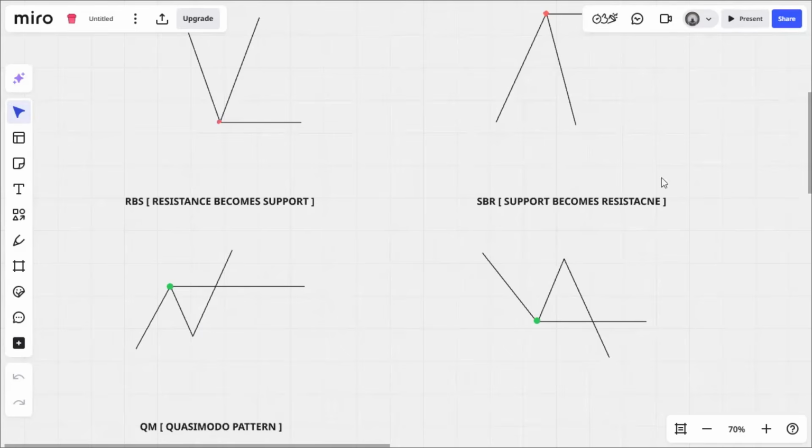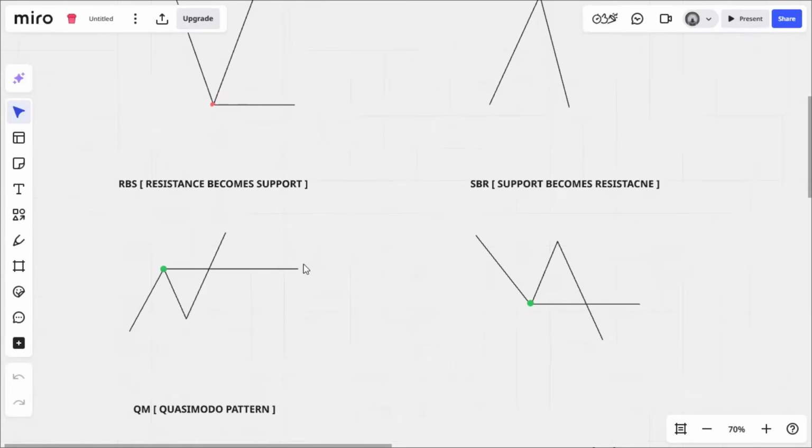So what is SBR? SBR is the same thing as RBS. We had a support right here, and the market gives a structure break to the downside with a candle body close. We wait till the market retraces into this level, and we look for sells from there. We only look for sells from our SBR levels. This point is gonna be our SBR, and this point is gonna be our RBS level.